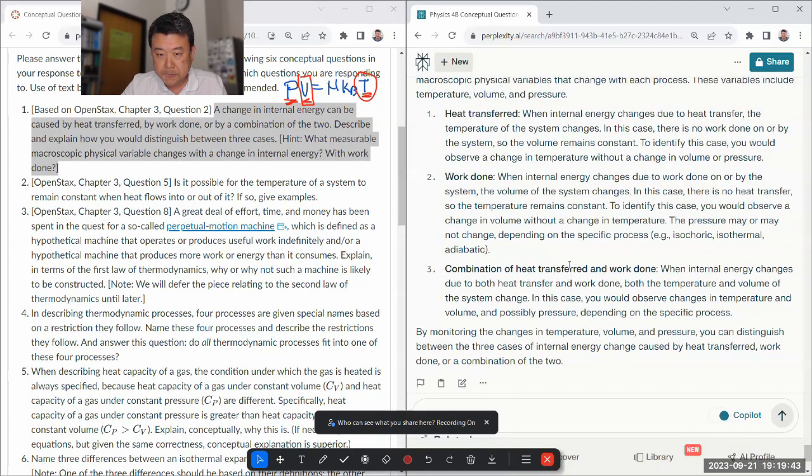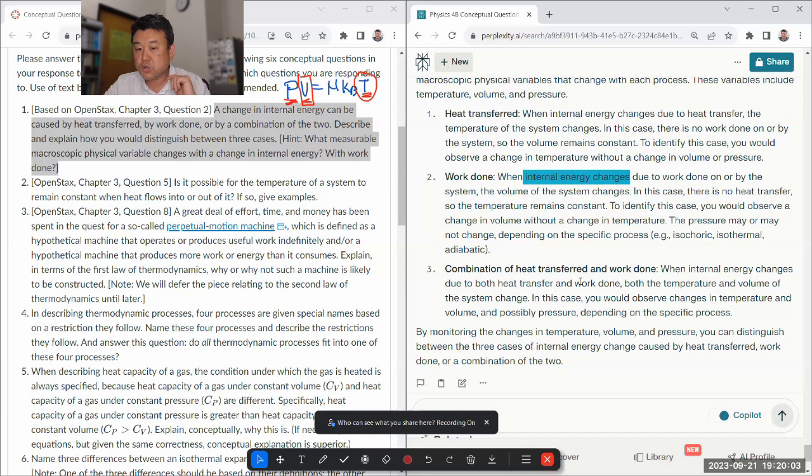So it made a mistake in all three answers. So let me let it be. It really did make a mistake in all three parts of the answer. It shouldn't have said that pressure wouldn't change if the volume didn't change. And it shouldn't have said that temperature remains constant if the internal energy changes.